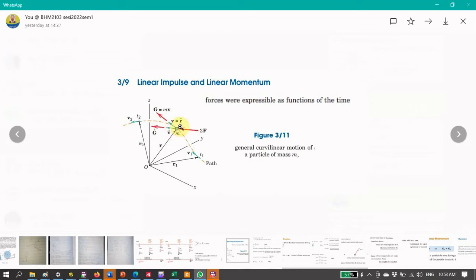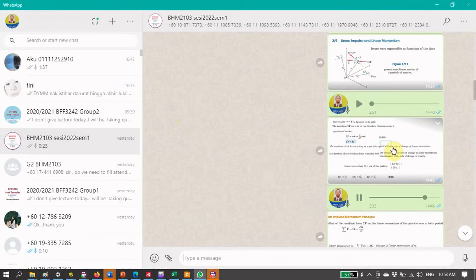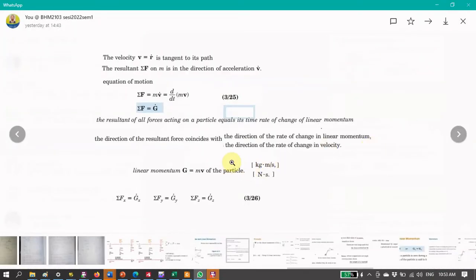The equation suggests to us that the linear momentum is also a vector quantity. So when we have a vector quantity, we can express the linear momentum in terms of its components, right? It is very important for us to define the coordinate system in order to evaluate the summation of force acting on the particles. The unit of the linear momentum is kilogram meter per second or Newton second.